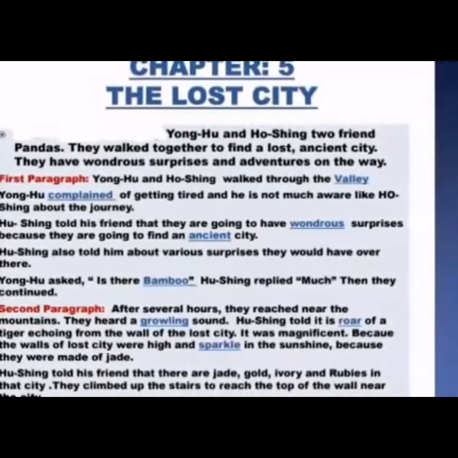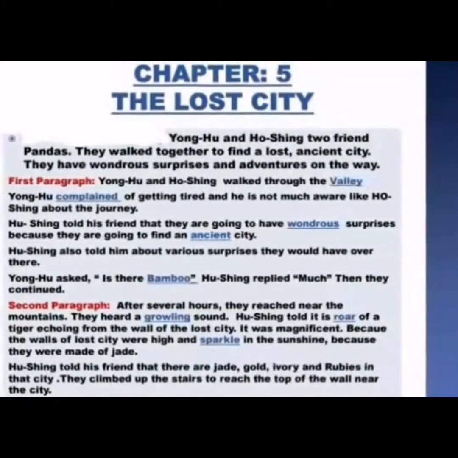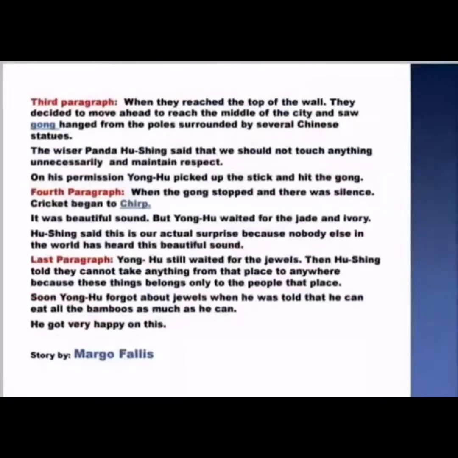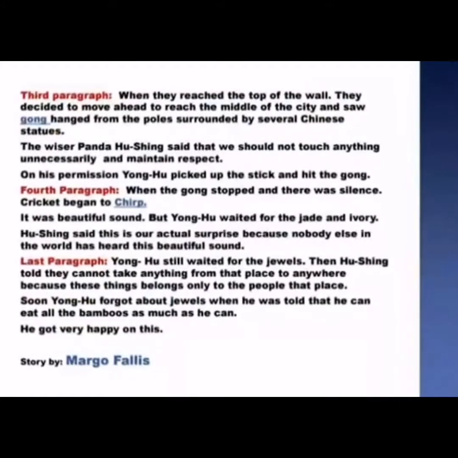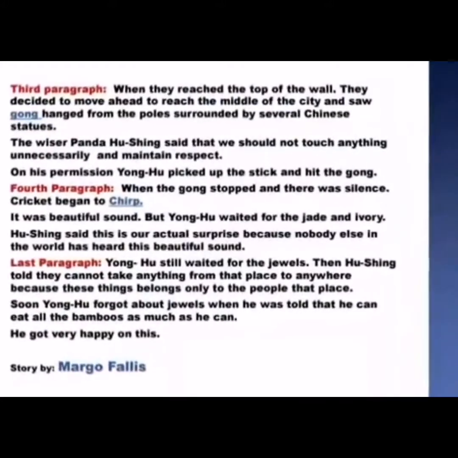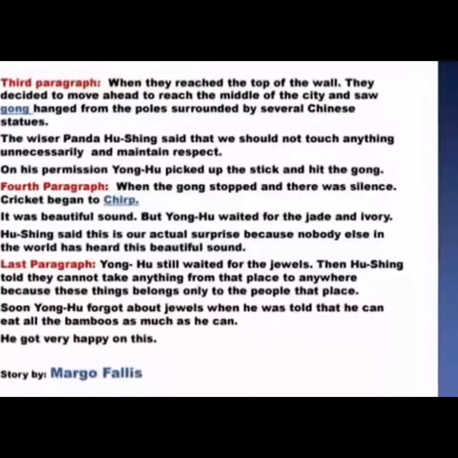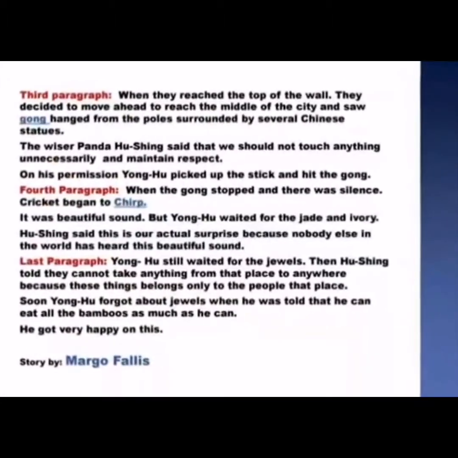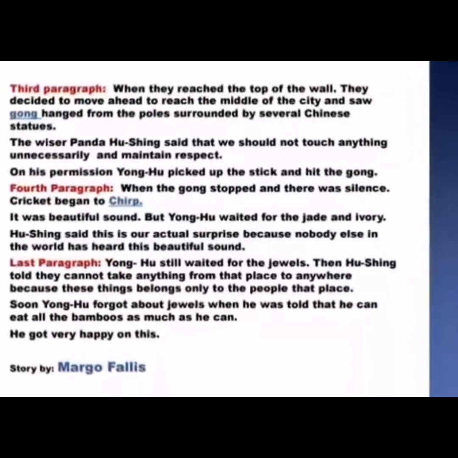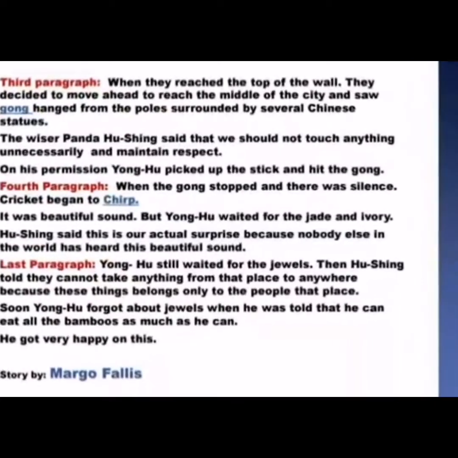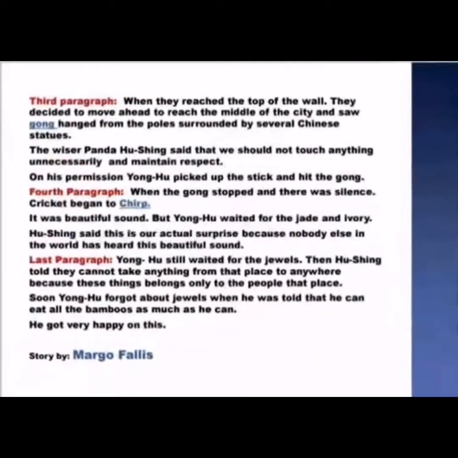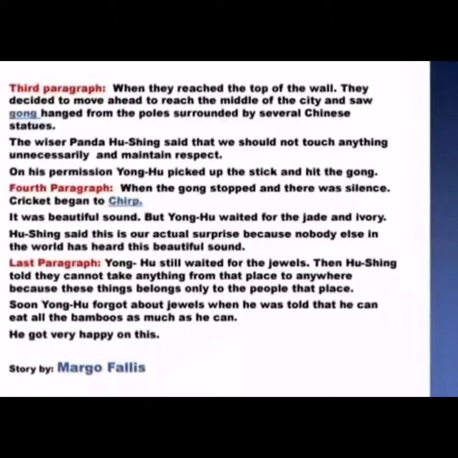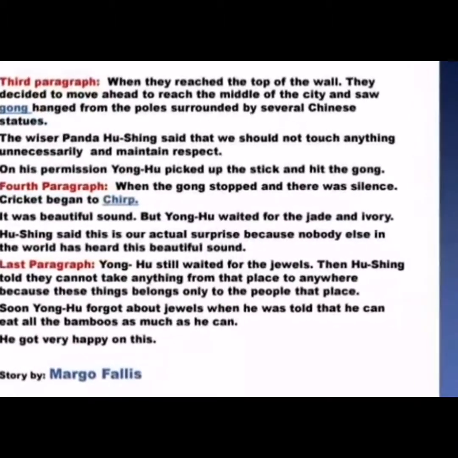They climbed up the stairs to reach the top of the wall near the city. Now moving ahead toward third paragraph, when they reached the top of the wall, they decided to move ahead to reach the middle of the city and saw Gong hanged from the poles surrounded by several Chinese statues. You can see the statue of a lion and its eyes are red. It means that the ruby is embedded in place of the eyes. That's why the eyes of that lion are red.